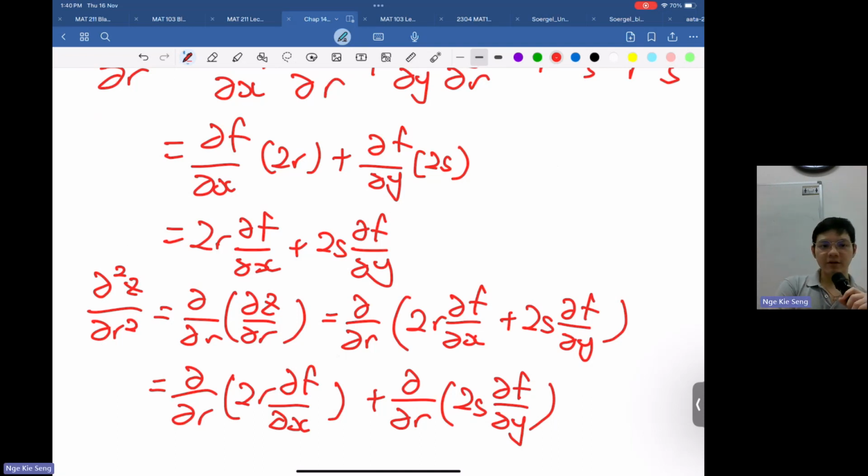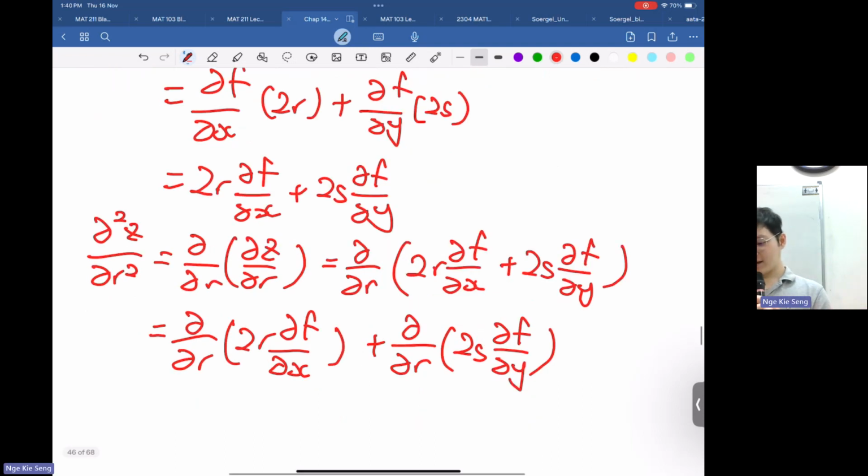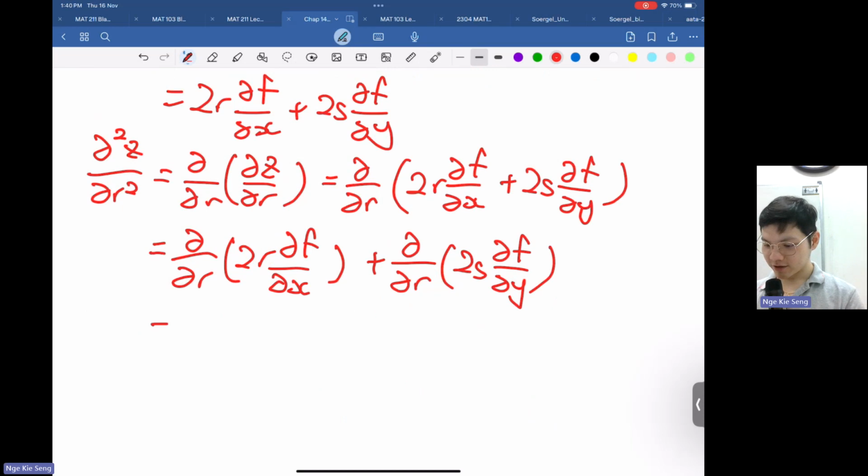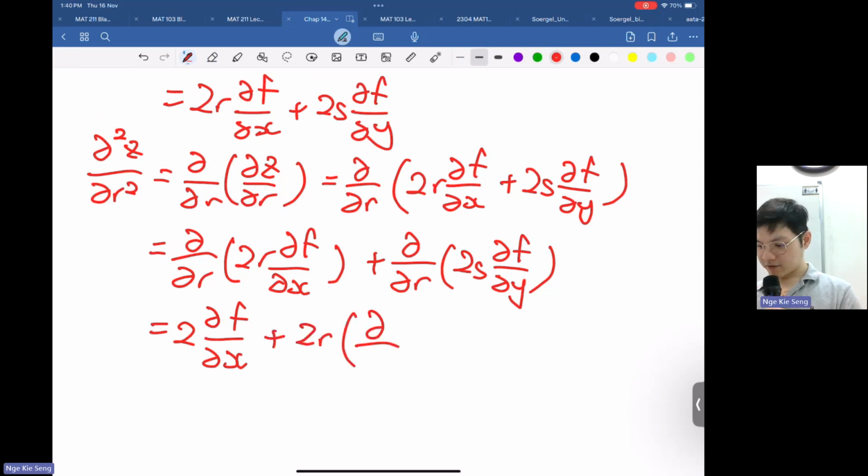Okay, and then how to differentiate this? Product rule. Okay, good. So let's use the product rule. Let's do the first one, then maybe we will figure out how to do the second. If I do the first one, I get 2 of del f over del x, and then plus 2r times del over del r of del f over del x.